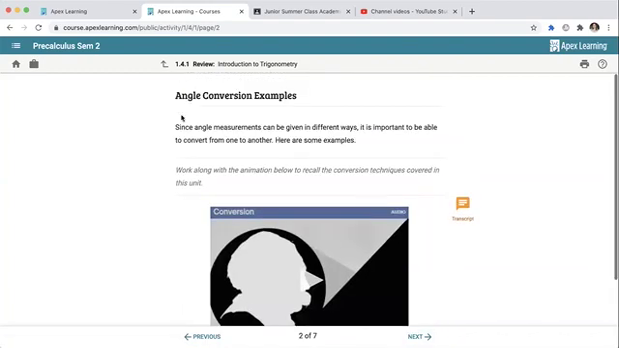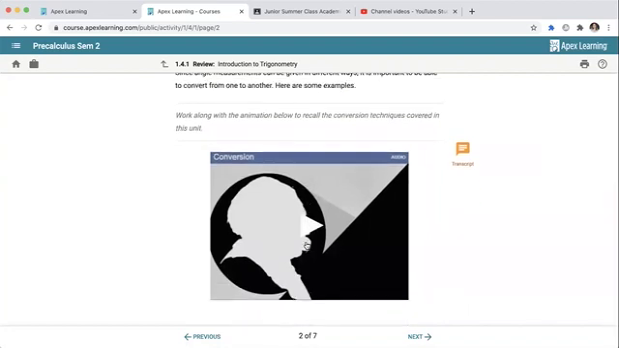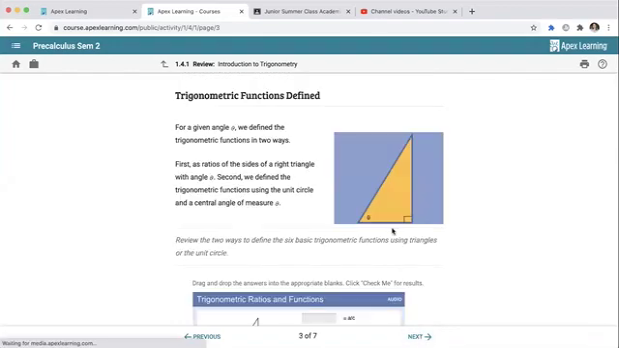This one here for conversions is reminding you about going from just the degrees to the degree, minute, second form, remembering that there's 60 seconds in a minute and 60 minutes in a degree. And this is also talking about converting from radians to degrees and degrees to radians.